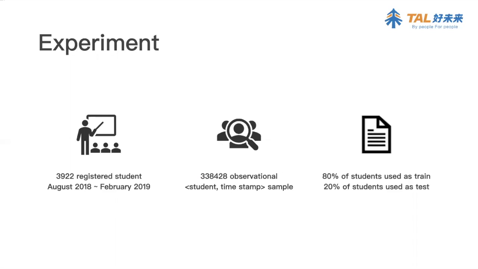At last, we conduct our experiment with 2 months of multimodal studying behavior data of 3,900 registered students who studied on Dahai, a third-party K-12 online education platform. The average time span of the students on the platform is about 86 days, which provides us about 300,000 observation samples. We split the data into train and test parts based on the students' IDs, and 80% of students were used as train, and the remaining 20% used as test.